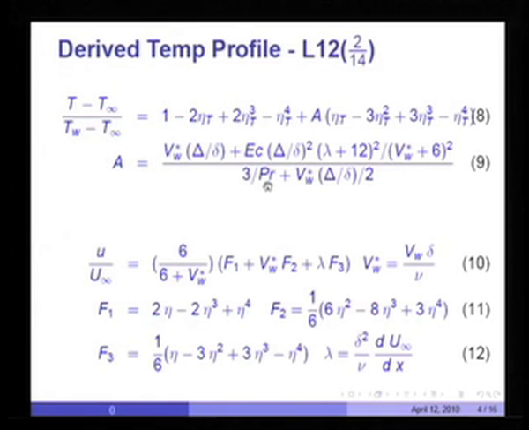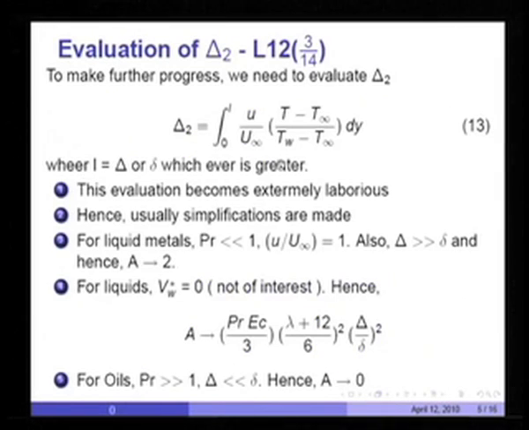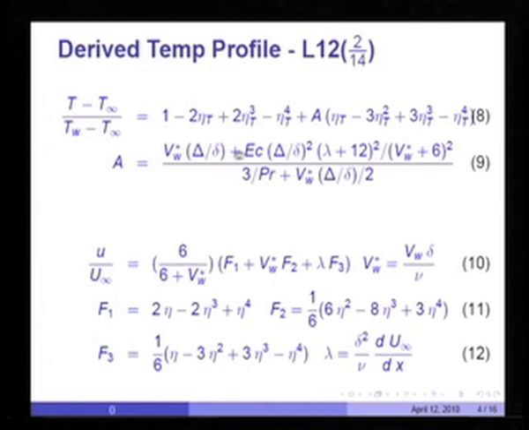Prandtl number is of the order of 0.001, and therefore, this number is also very large. In other words, both the numerator and the denominator assume very high values, and therefore, A would tend to 2. For liquids, Vw star equal to 0 is not of interest, in which case A, if I drop Vw star terms here, would simply be that term divided by this term.